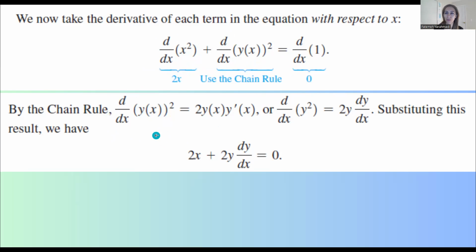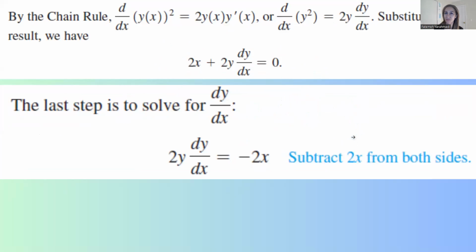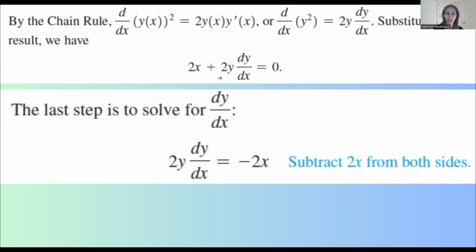Now let's take a look at the chain rule. The derivative of the function to the second power is 2 times the function. So that's why we have y of x times the derivative of the function. Or basically, the rate of change of y squared with respect to x is 2y times dy over dx. Very good. So here you have 2x plus the derivative of the function raised to the second power, which is 2y dy/dx, equal to 0. Again, the derivative of a constant is 0.